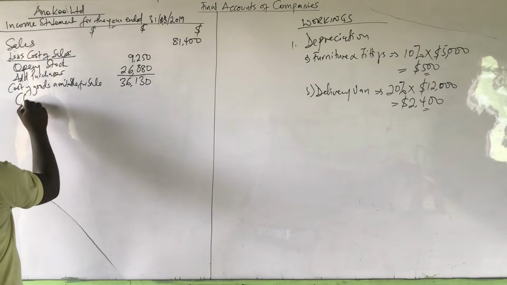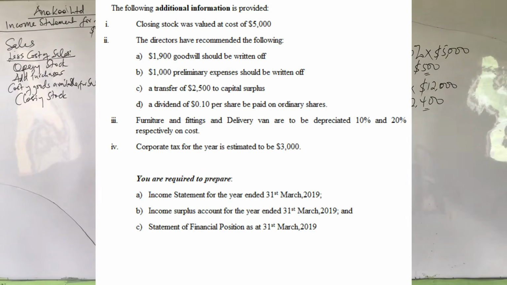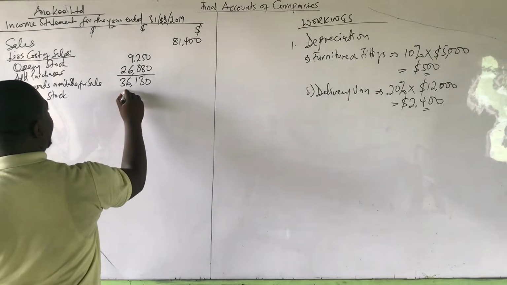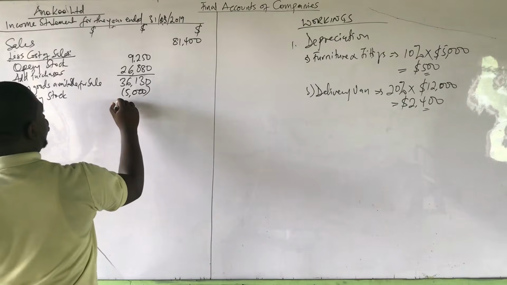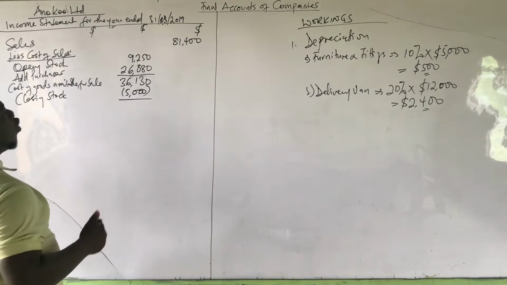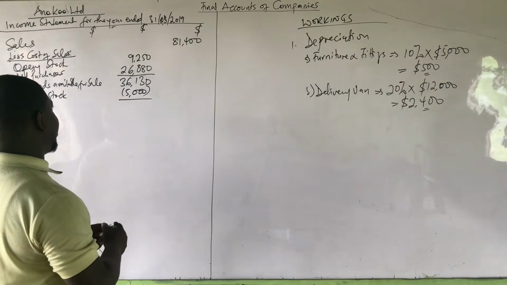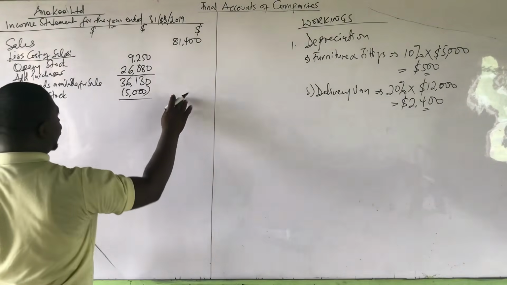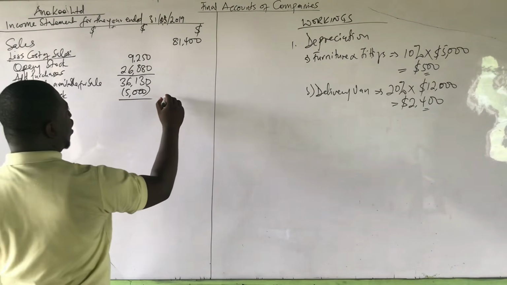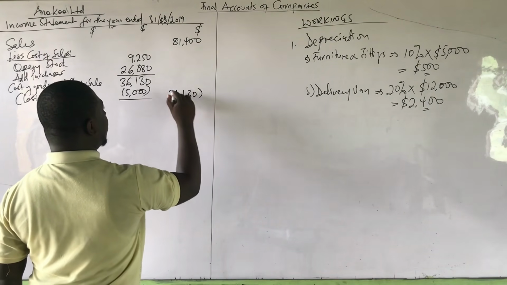Now we can take out our closing stock or closing inventory. The closing stock was given in the additional information. The value of our closing inventory was $5,000. And so we take out 5,000. I put that in brackets to show that I'm taking it out. Now after taking out closing stock, we have our cost of goods sold or cost of sales. In this question, there were no direct wages. And if there are no direct wages, then you can just take it straight as your cost of sales. So when we take that out, we have 31,130 as our cost of sales.